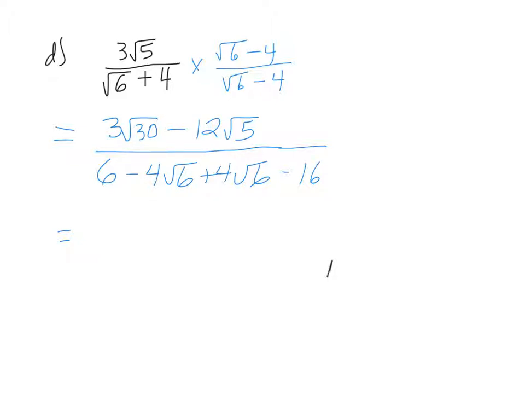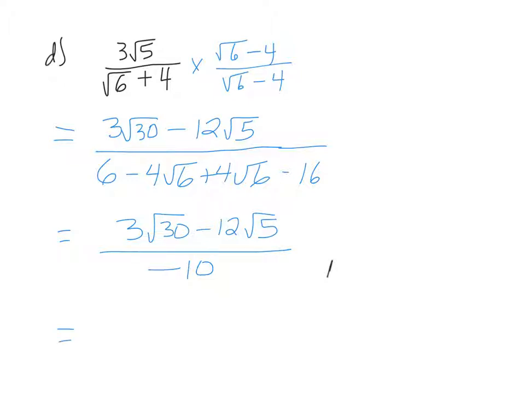This is what I get when I multiplied it out. Is that what you got? What can I do with the numerator? Anything? No, we'll just leave it like that. And the denominator becomes negative 10. So you could change that to a positive 10 on the bottom, and we'll change this to negative 3 root 30 plus 12 root 5, then over 10. All three terms switch signs if you want to do that. That's what I would do.